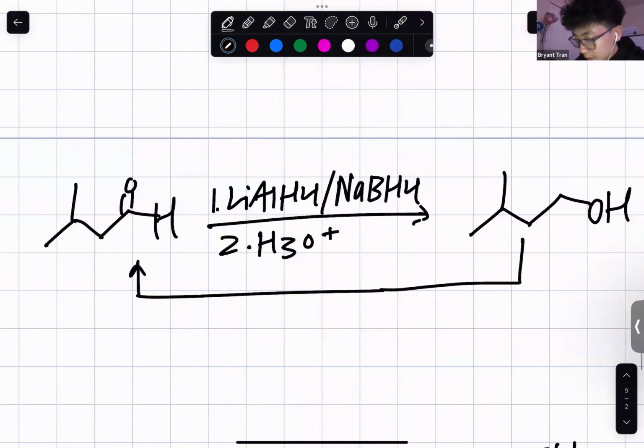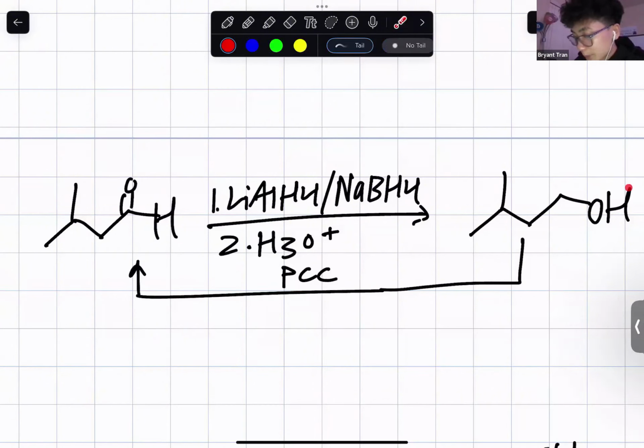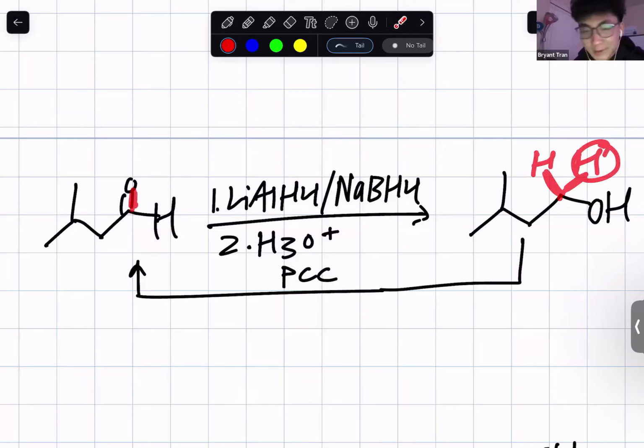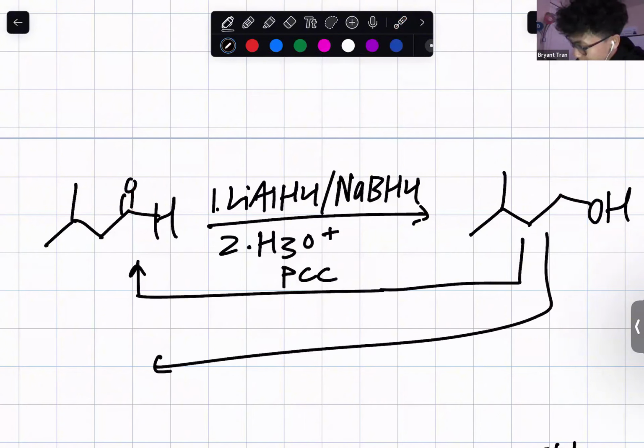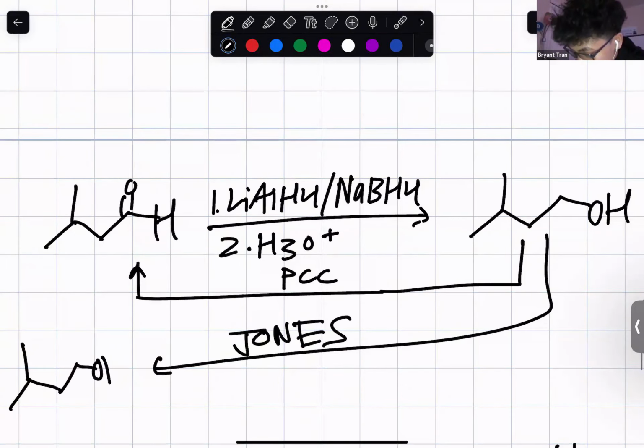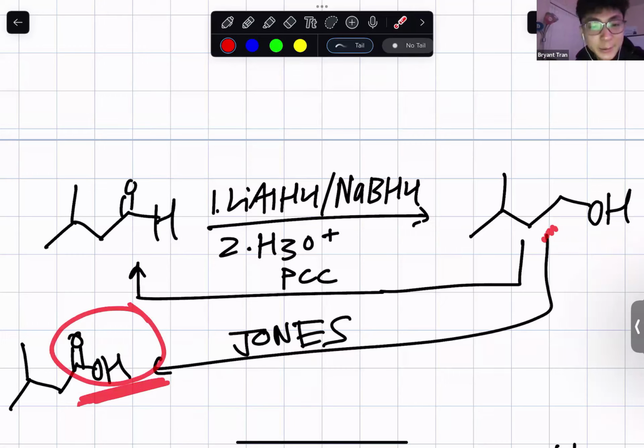We want to use PCC here if we want to convert a primary alcohol into an aldehyde. You know how this primary alcohol has two hydrogens right now? We only want to trade one hydrogen for one bond to oxygen. We don't want to overdo it. We don't want to trade both. If we want to trade both, we have to use a stronger oxidizing agent, which is Jones, and that's going to give us the carboxylic acid. This is one of the reactions you need to know, because this carboxylic acid is unit 1 of 118C.